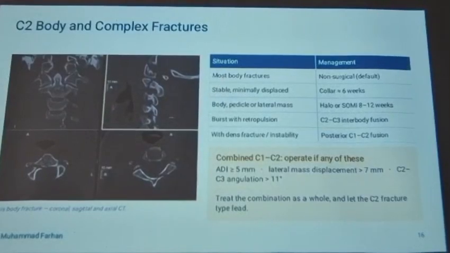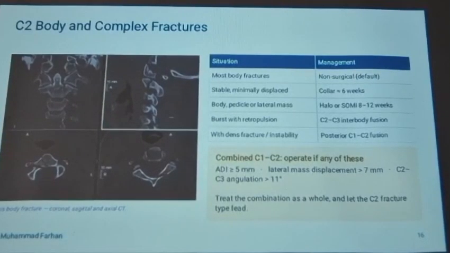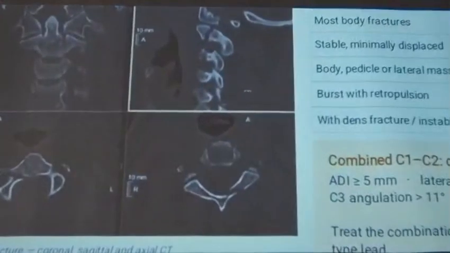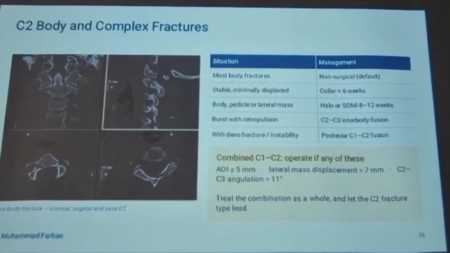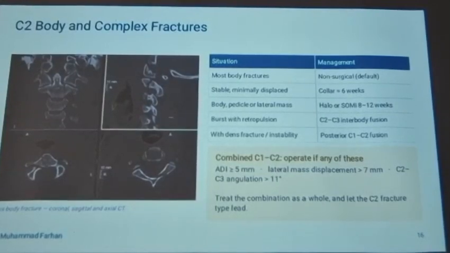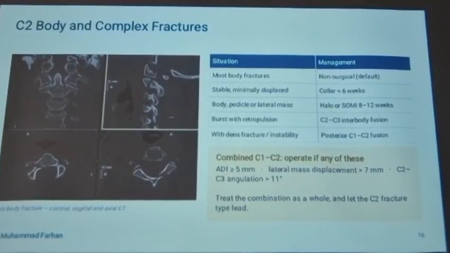Then the fractures of the body and its complex fractures. Usually, most body fractures are non-surgical if there is an isolated fracture of the body, as we can see in one of the CT scans. Usually, these are stable fractures, and usually the odontoid is not disrupted in these injuries, but we can confirm with the MRI. So the treatment would be non-surgical, stable, minimally displaced: collar for 6 weeks, and halo vest or rigid collars can be applied for 8 to 12 weeks.